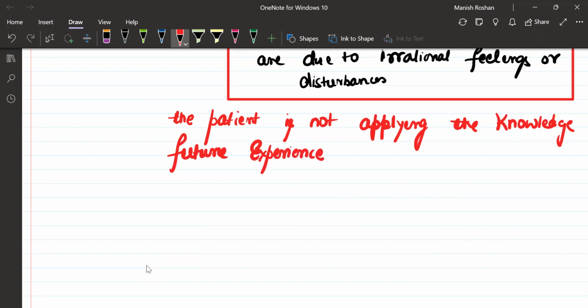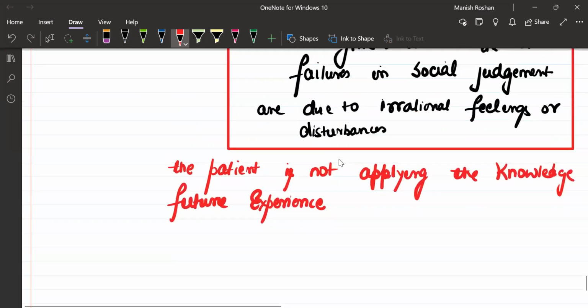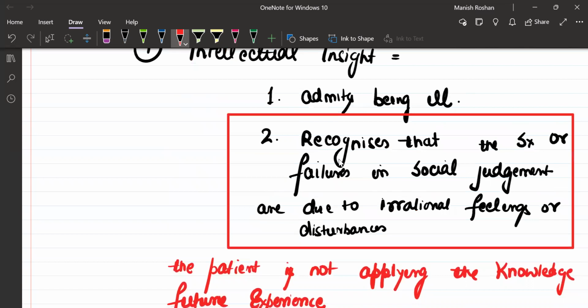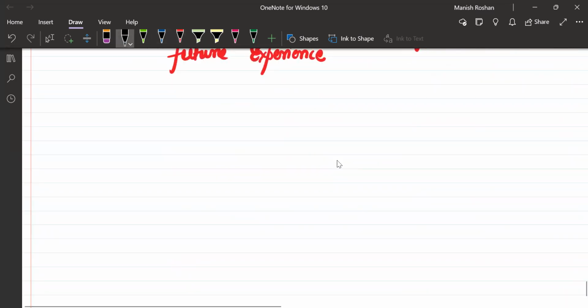So the individual will admit that he or she is ill, and that all the difficulties he or she had in social judgment were because of the emotional disturbance he was having. But if asked regarding the future course of action, or the further consequences that he or she can have because of the symptoms, he or she might not be able to apply the knowledge and would not be able to answer regarding the future experience accordingly. And the last, the fifth, is defined as the true emotional insight.